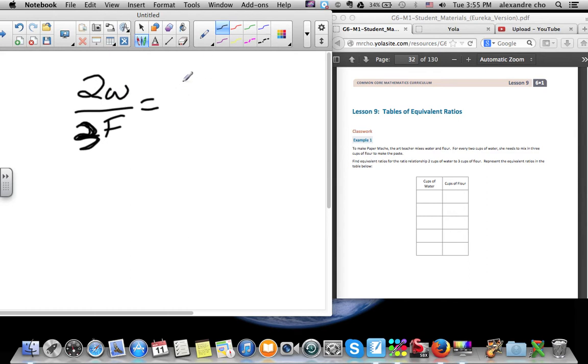So another equivalent ratio to this would be, let's say, times 2 top and bottom, 4 over 6. Another equivalent ratio, let's say, top and bottom times 10 would be 20 over 30. Okay. And you can go on and on and on. The only thing nice about a table is that it's nicely in a table.